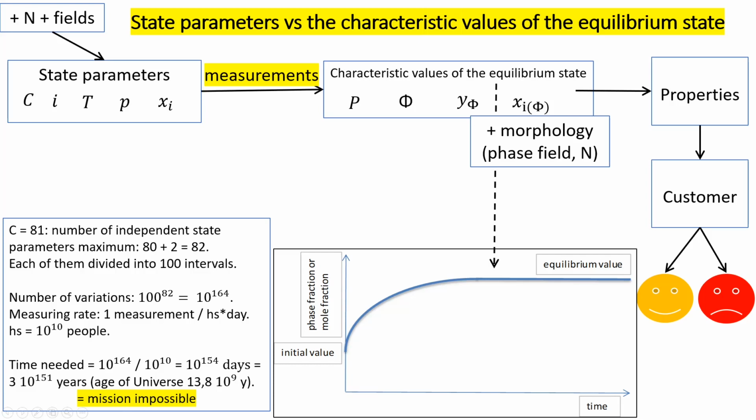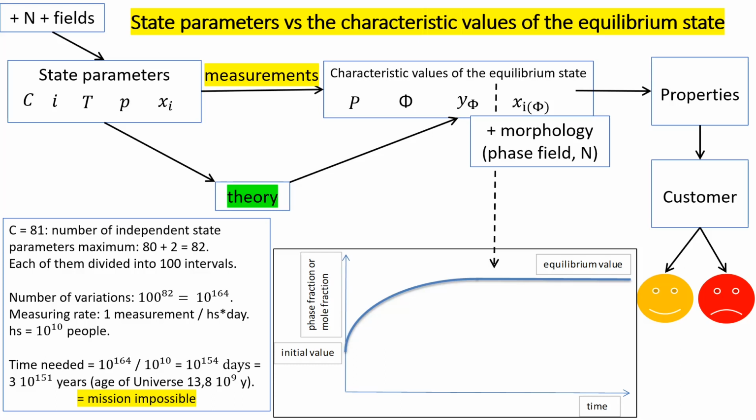It is mission impossible to find out, using measurements, the full data bank needed for material science, the connection between the state parameters and the characteristic values of the equilibrium state. That is why, ladies and gentlemen, we need a theoretical path. We can expect, again in a super optimistic way, that if we have an additional theory in addition to measurements, then probably we can go faster.